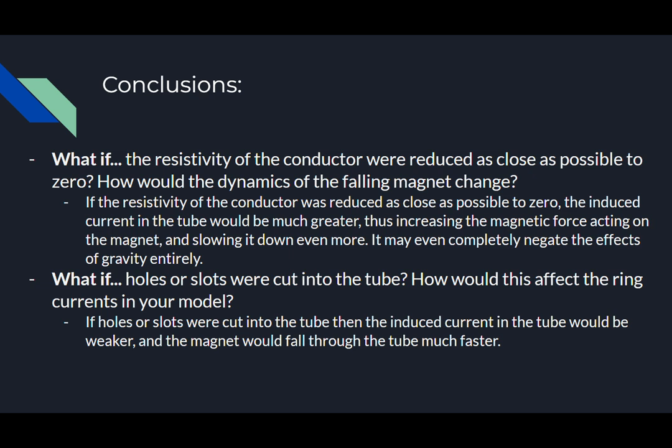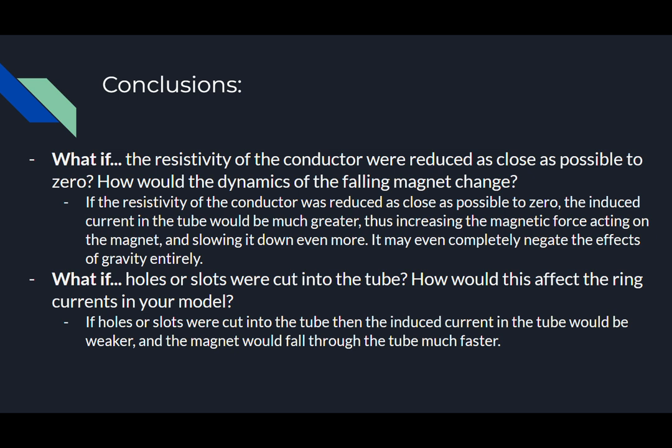Conclusions. What if the resistivity of the conductor were reduced as close as possible to zero? How would the dynamics of the falling magnet change? If the resistivity of the conductor was reduced as close as possible to zero, the induced current in the tube would be much greater, thus increasing the magnetic force acting on the magnet and slowing it down even more. It may even completely negate the effects of gravity entirely.